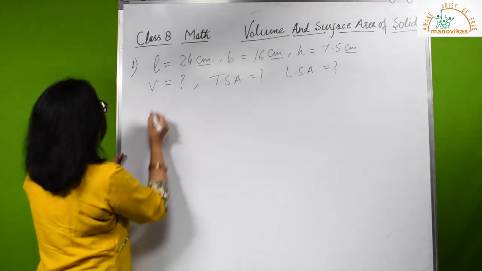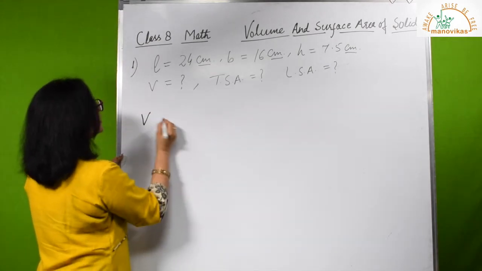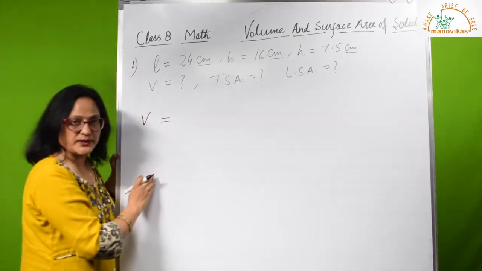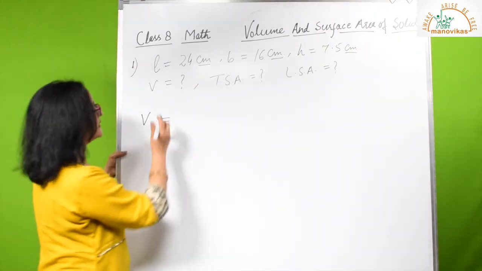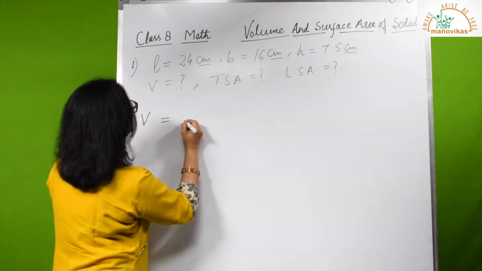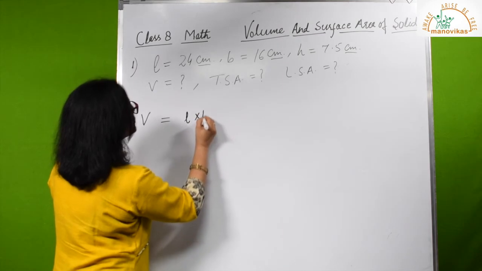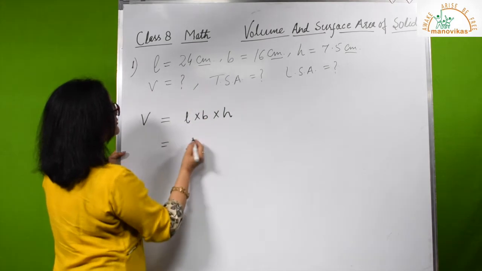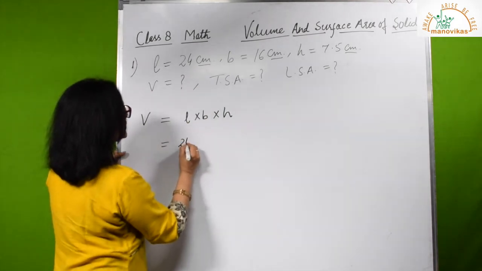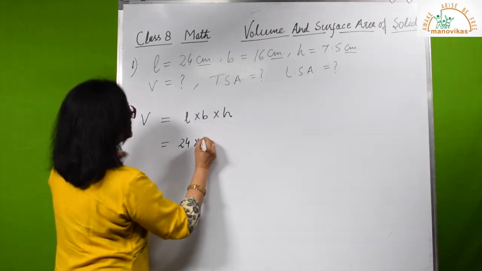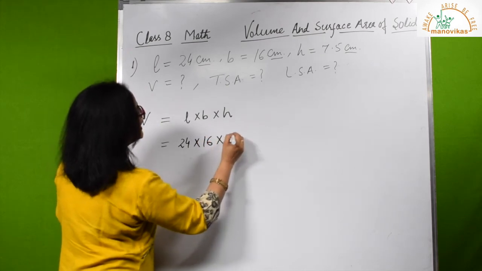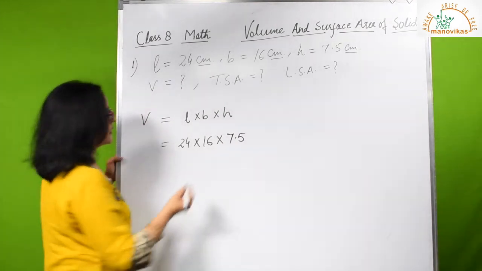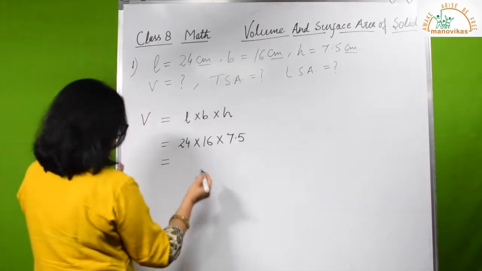So now the first quantity is volume. You should always write the formula. This is mandatory for each quantity. So for the volume, you should write the formula length into breadth into height. Now put all the values: length 24 centimeter, breadth 16 centimeter and height is given as 7.5 centimeter. Now multiply all these numbers.